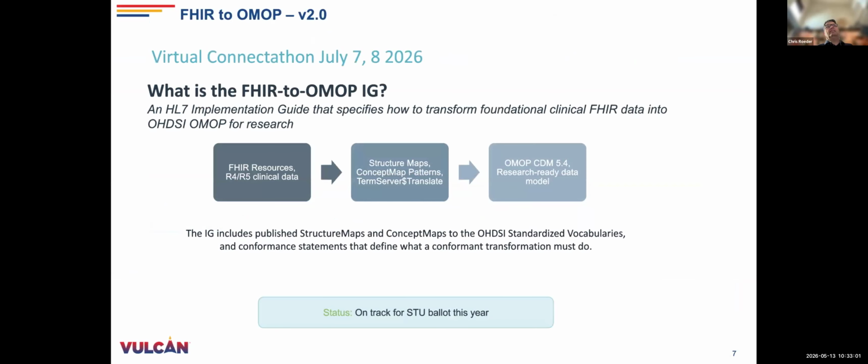Yeah, so we're going to have a virtual Connectathon in July to work on the IG. The basics of the FHIR to OMOP project are to take FHIR resources and apply structure maps as well as concept maps or concept mappings that are available from a terminology server through the translate function and convert those into OMOP rows for different tables over there. The intent of the IG is to describe how to do that and to set up some infrastructure so you can set up different tooling to accomplish that task.